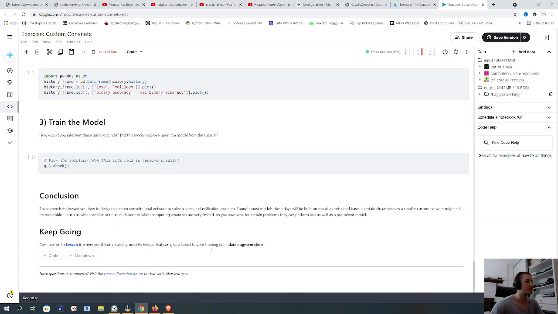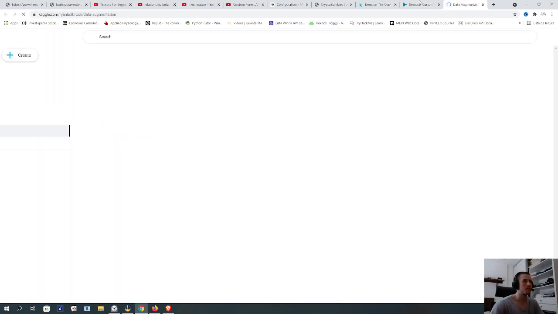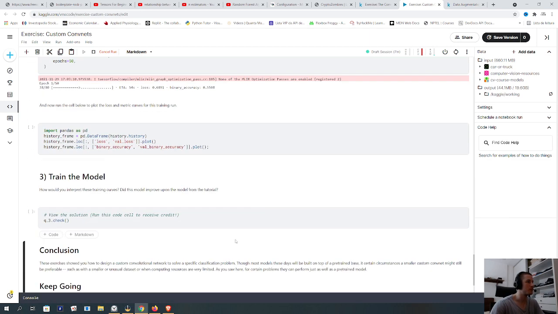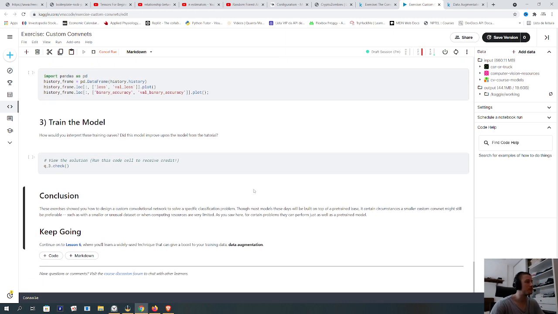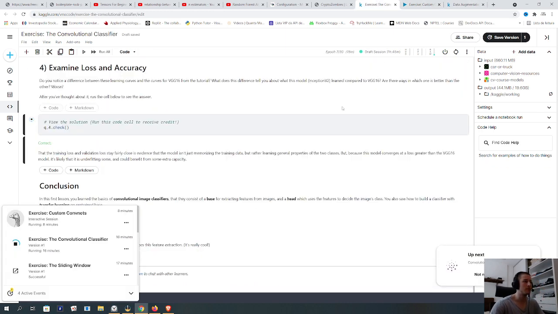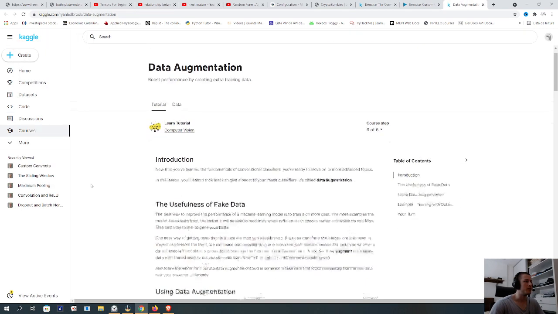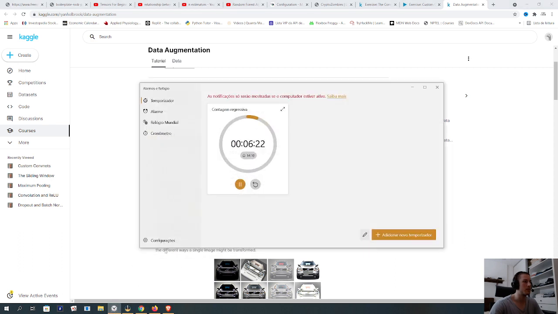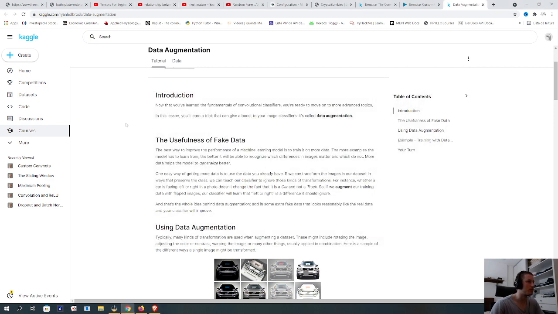Train the model. So just checking. I'm going to keep going to lesson 6. This is just going to show the plot of the loss and the validation loss graphs. Data augmentation. Now that we've learned the fundamentals of convolutional classifiers, and I think I'm going to stop this. It's going to be a little bit more than 2 hours, but that's fine.